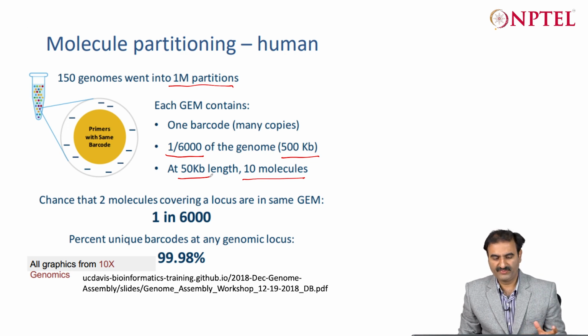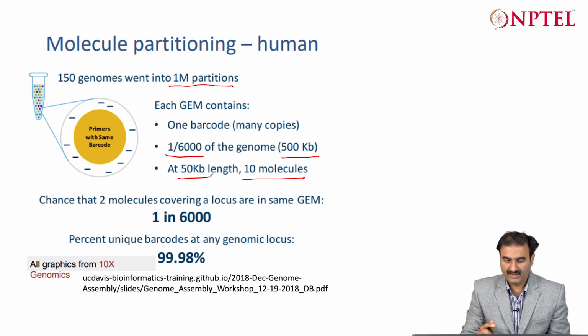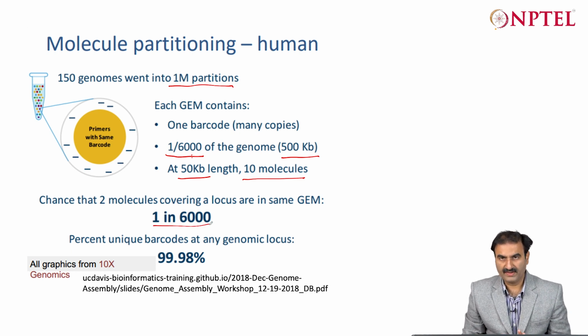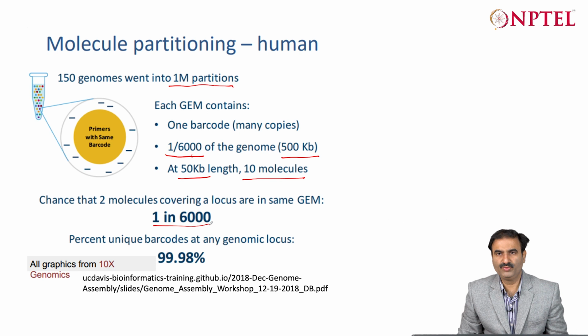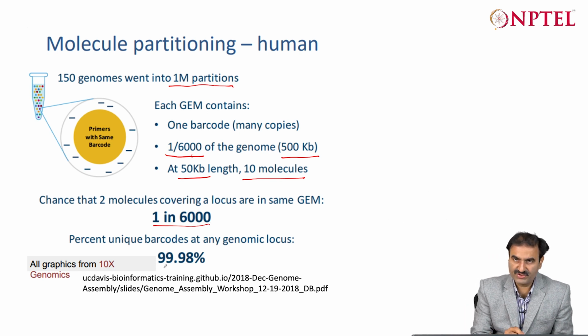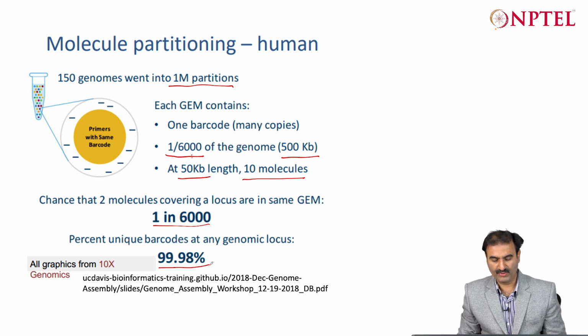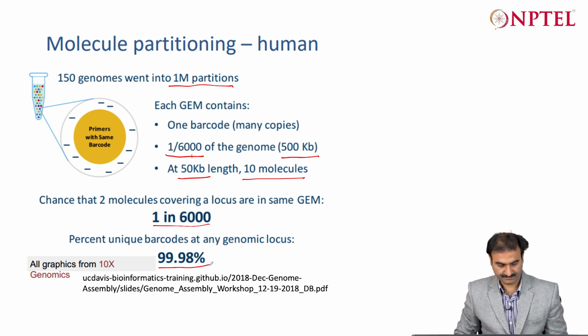And the chance that 2 molecules that cover a locus are in the same GEM is very low, like 1 in 6,000, and the percent of unique barcodes in a given genomic locus is 99.98. That means basically they are uniquely separated and distributed.